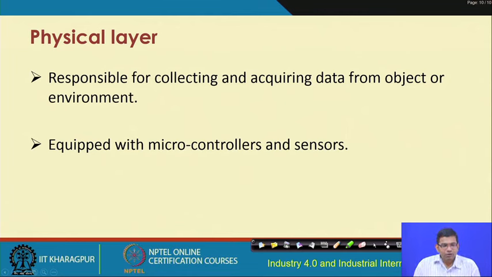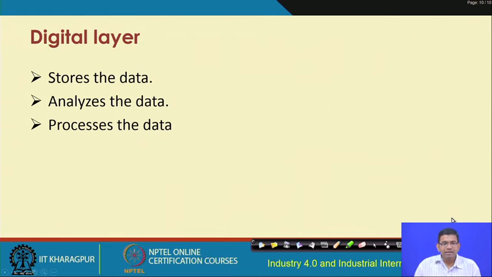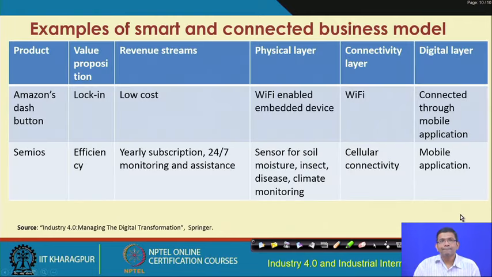So, as I was telling you, the physical layer is responsible for collecting and acquiring data with the help of sensors, and these are also equipped with different microcontrollers, microprocessors and so on. Connectivity layer talks about the overall connectivity, smart devices, smart services, using different connectivity technologies such as IP networks, ZigBee, NFC, Bluetooth, etc. Digital layer talks about storing the data, analyzing the data, processing the data, and so on.